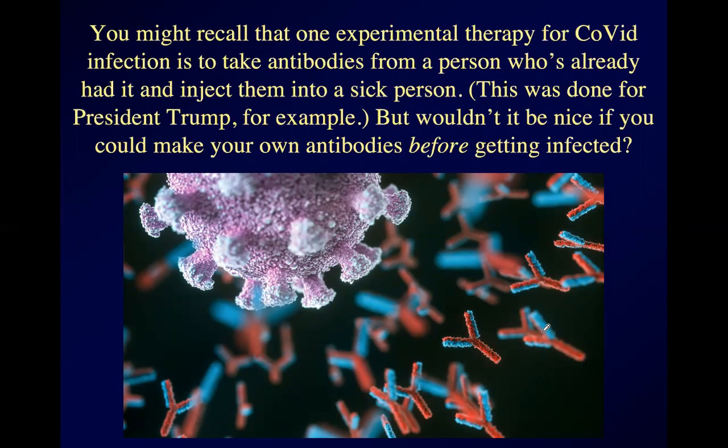There's a procedure called making monoclonal antibodies. They've tried this for certain types of cancer. You can make antibodies to a certain type of cancer cell and then turn them loose by injecting them into the patient. This has also been tried for viruses, and this was done for President Trump. You might remember there was a lot of news coverage when Trump turned out to get COVID.